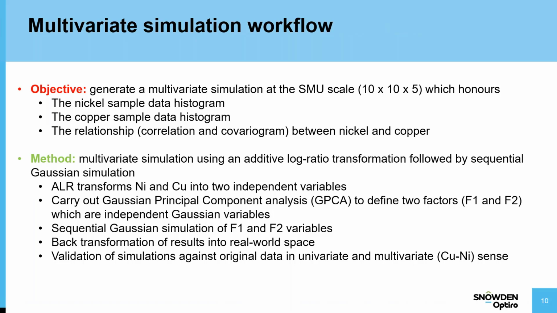We generated multivariate simulations. Given the time, I don't really have time to go into this. This is one of the two multivariate simulation methods available in Supervisor. It's an additive log normal ratio transformation. Essentially, what we're doing is we're taking multiple variables and we're transforming them into two independent variables. Those two independent variables are then converted to normal scores, and we're using a quite simple sequential Gaussian simulation. So the trick, if you like, or the smart bit is this ALR transformation. So we're doing this with our nickel and copper, which are correlated in this case.